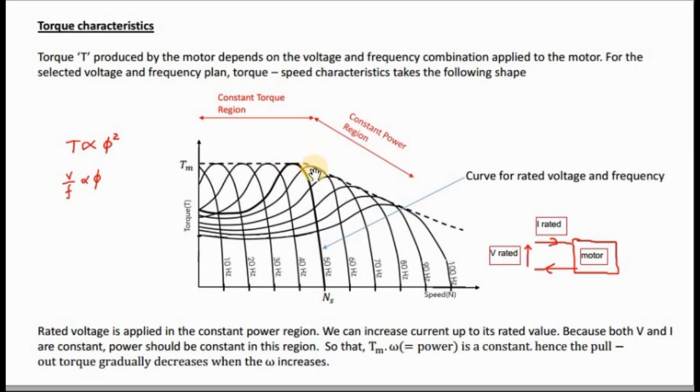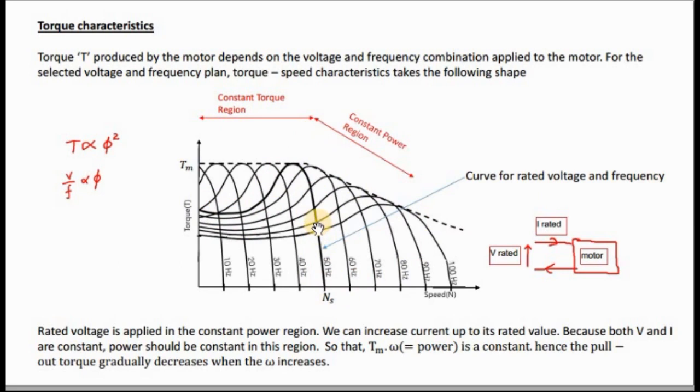So pull out torque gradually reduces in the constant power region. We can take this one as the rated voltage and frequency. So beyond that point you have the constant power region. Let's assume this is 50 Hz. So this is the torque speed characteristic.